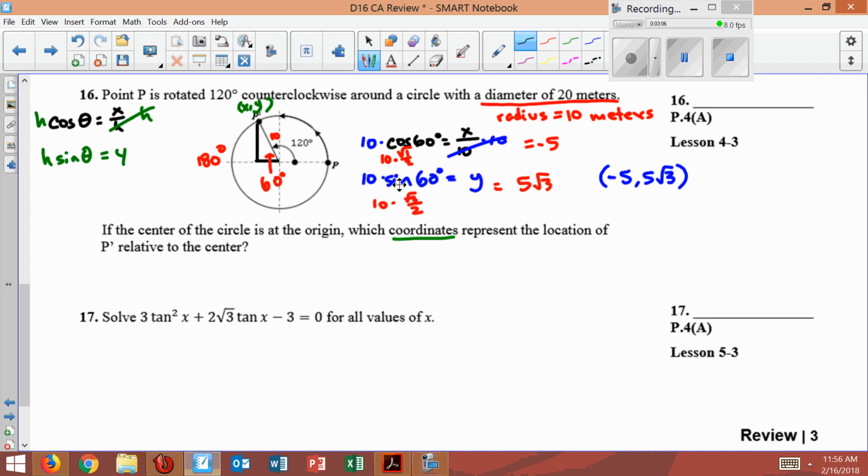If you wanted to, from the get-go, you could have just plugged in 10 cosine of 120 degrees, and that would have straight up in the calculator given you negative 5. And then if you did the same with sine, this would have given you a weird decimal, but it would be congruent to 5 square roots of 3.